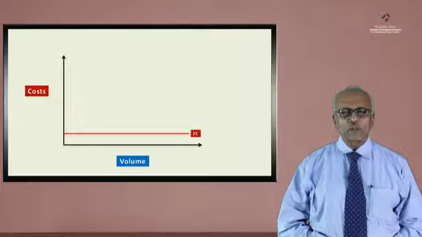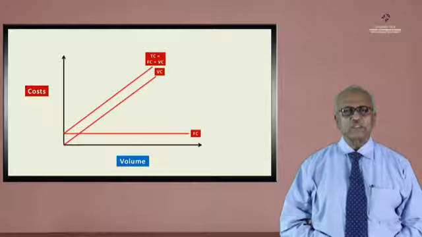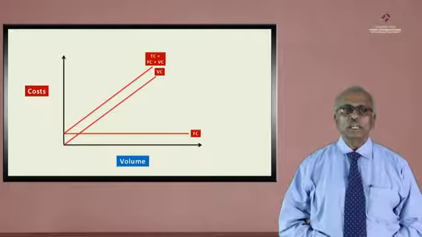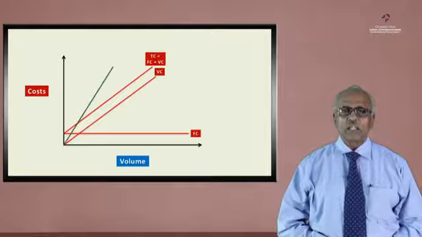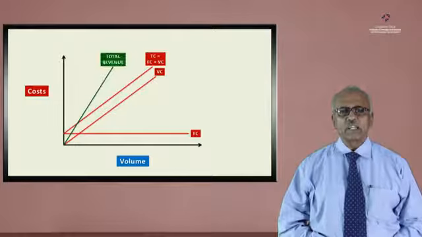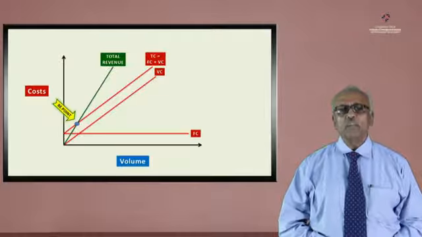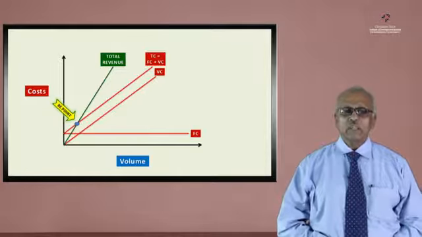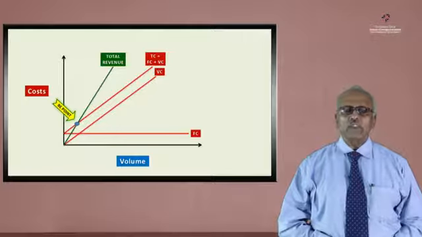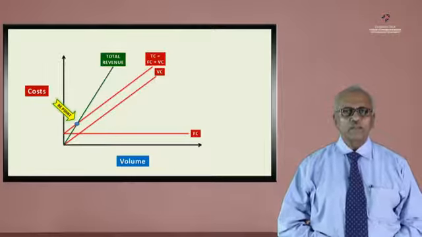So you have the variable cost line, you have the total cost line, which is by transposing the variable cost line on top of the fixed cost line, and you have the revenue line, which is the green line. You will see that the break-even point has moved to the left. What is the significance of this? The significance is that the company will actually start making profits at a lower volume than before.